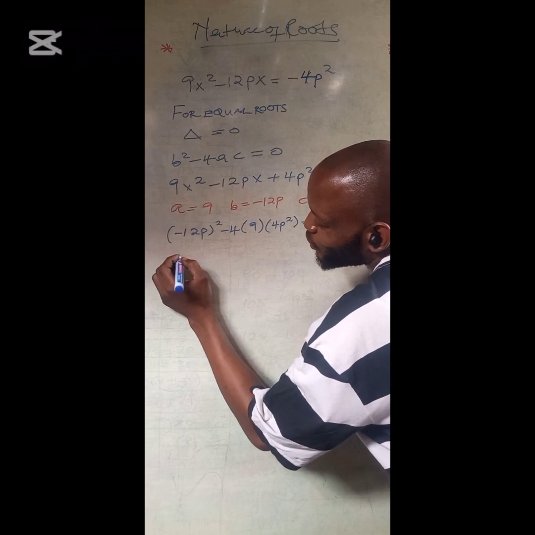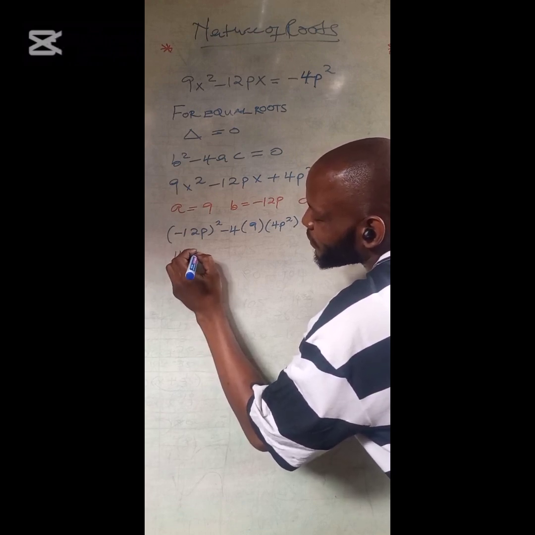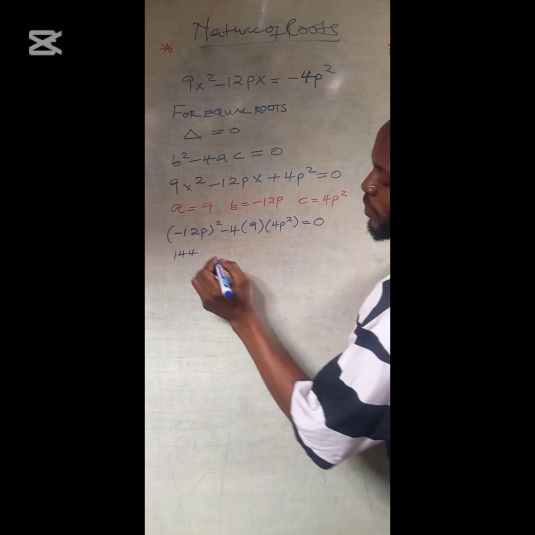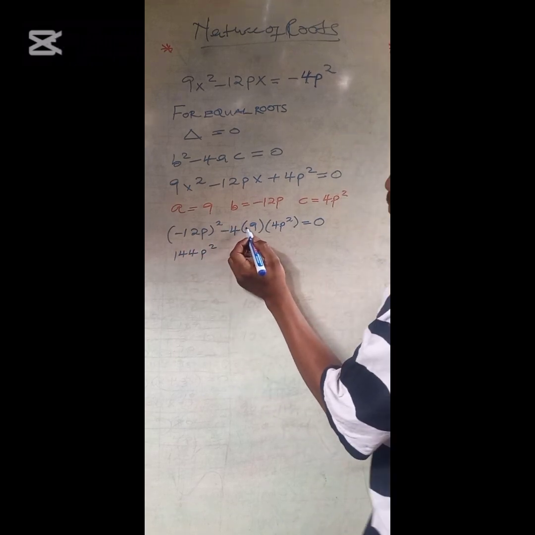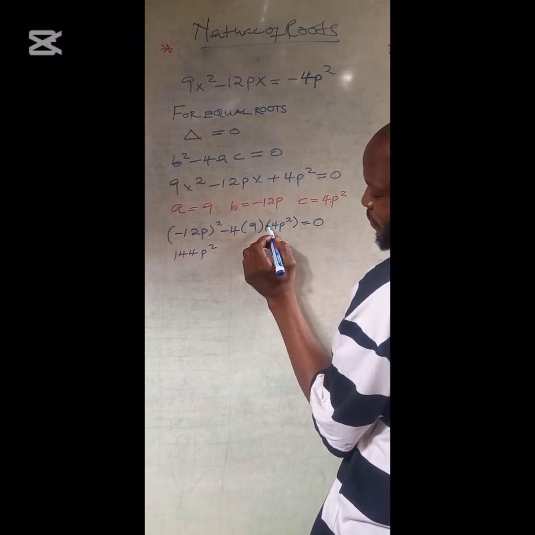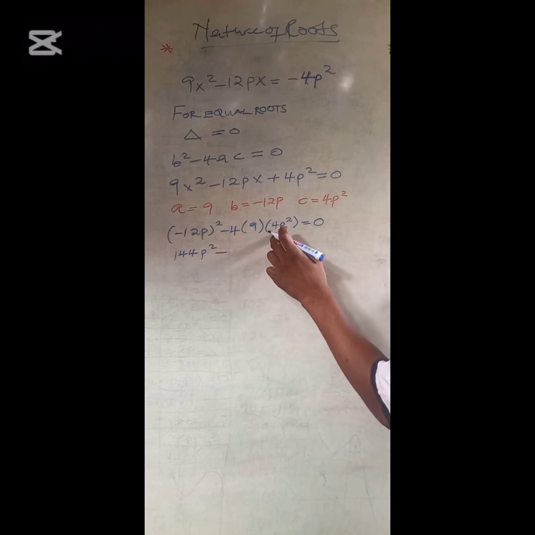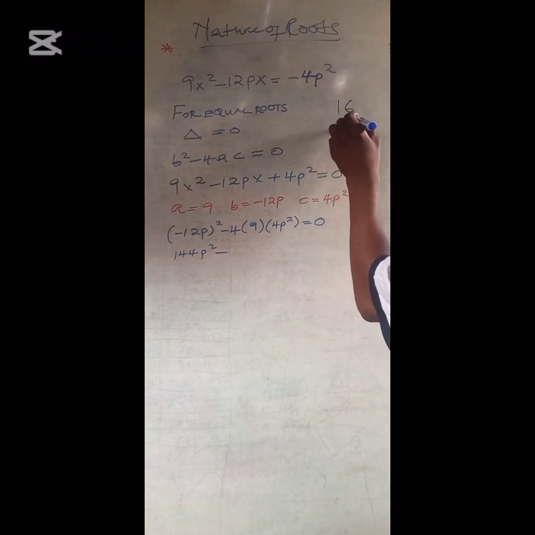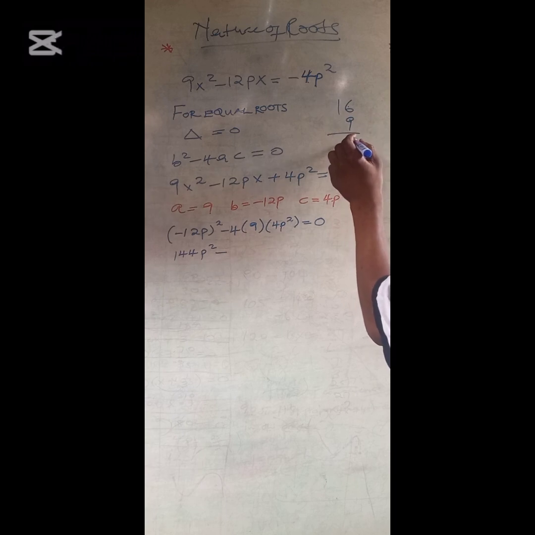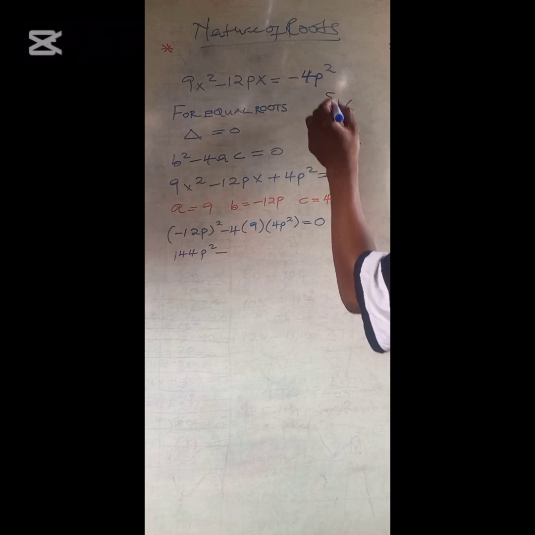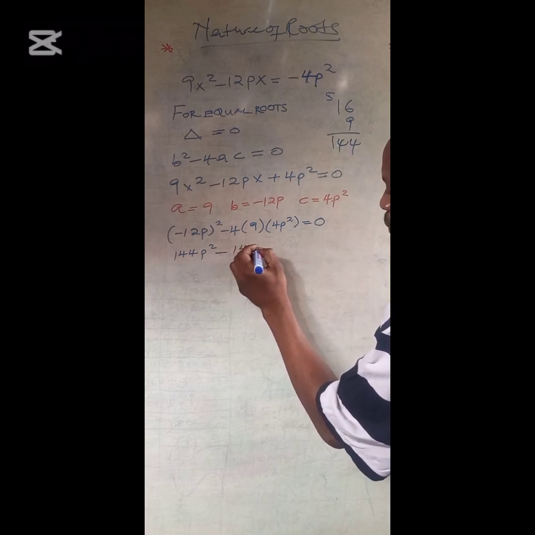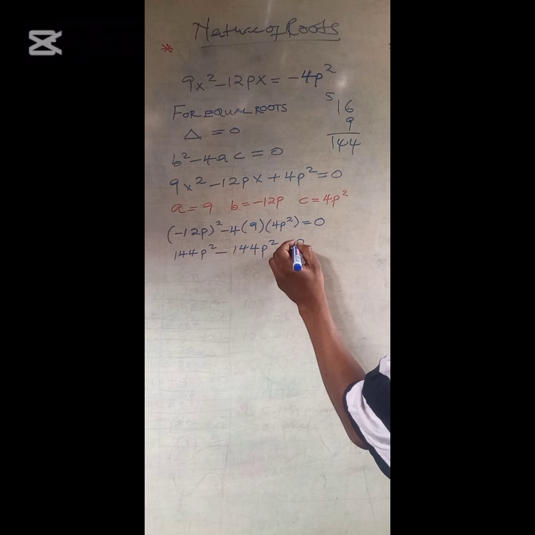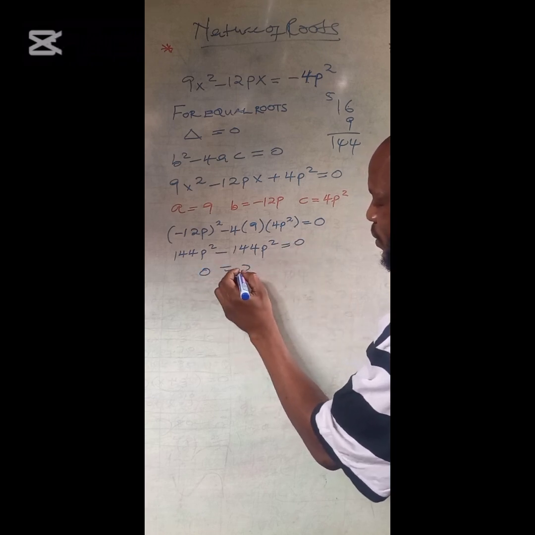So minus 12 squared: any number to an even exponent is positive, so 12 squared is 144, times p squared. Negative by positive, negative. Negative by negative, negative. 4 by 4, 16. 16 by 9: this by this is 54, we carry a 5, this by this is 9, 9 plus 5 is 14. So it's 144p squared minus 144p squared is equal to 0. Then it says 0 is equal to 0.